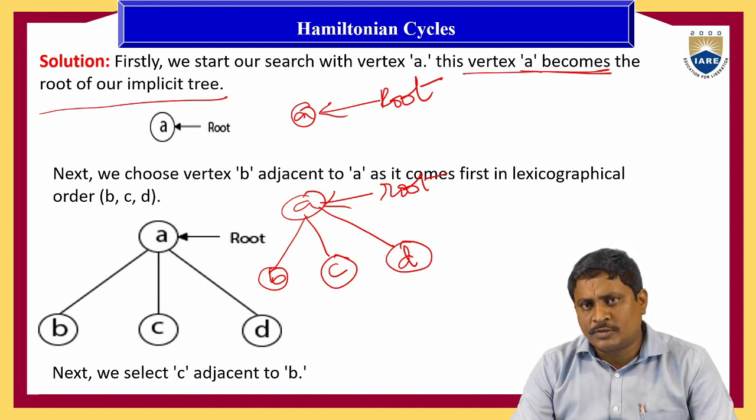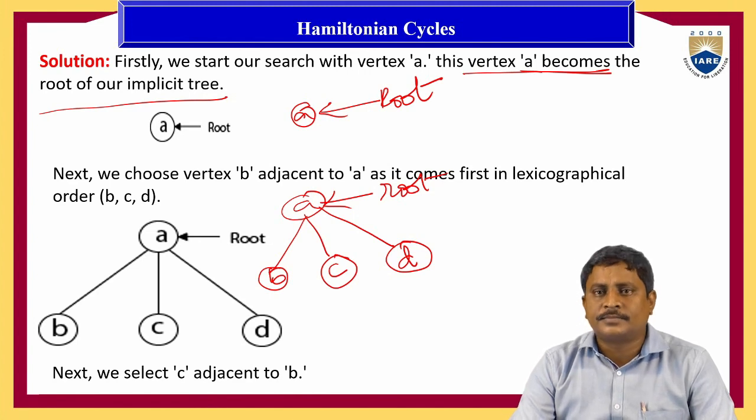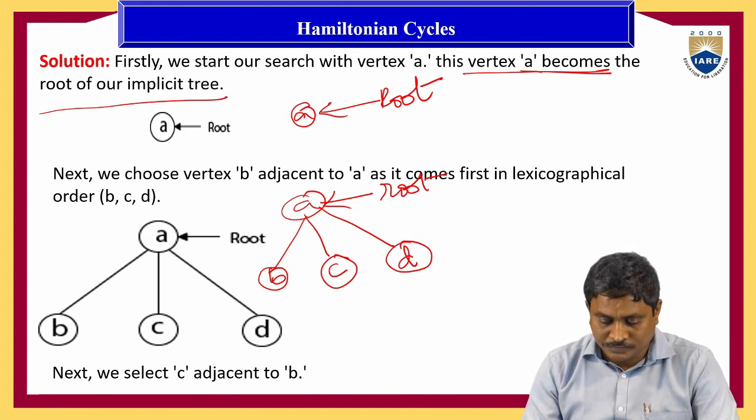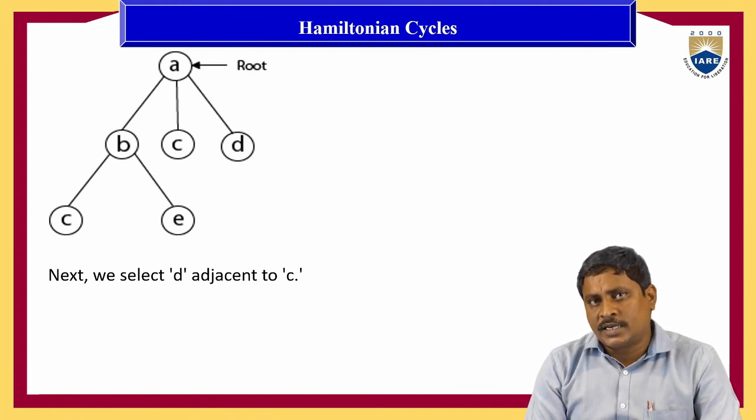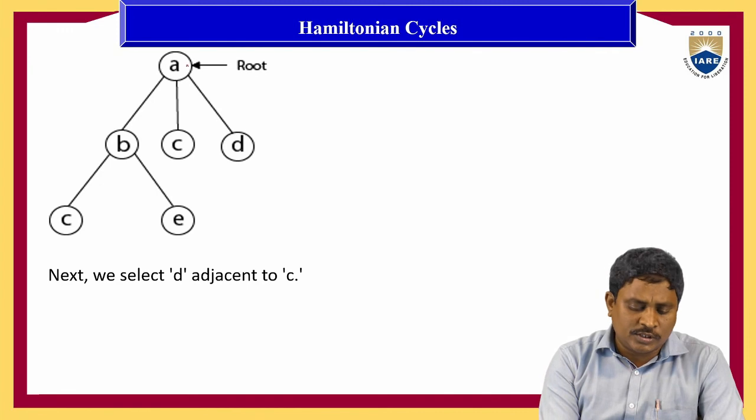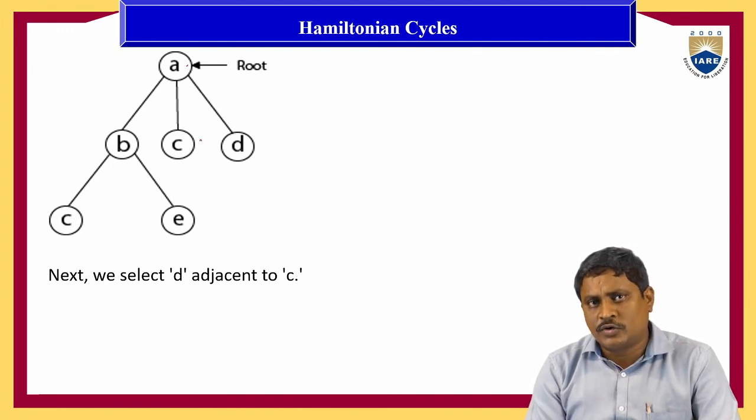So write all the adjacent nodes here representing in this tree. Next, in the first level. Now here this is the 0th level. This is the first one. In the first level the starting node is B.